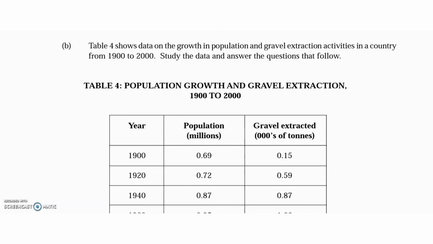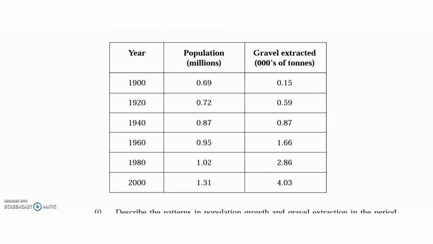All right, so part B now. Table 4 shows data on the growth in population and gravel extraction activities in the country from 1900 to the year 2000. There's a lot of years, to be honest. Study the data and answer the questions that follow. Let's go down to the data set. Take approximately 1 minute.